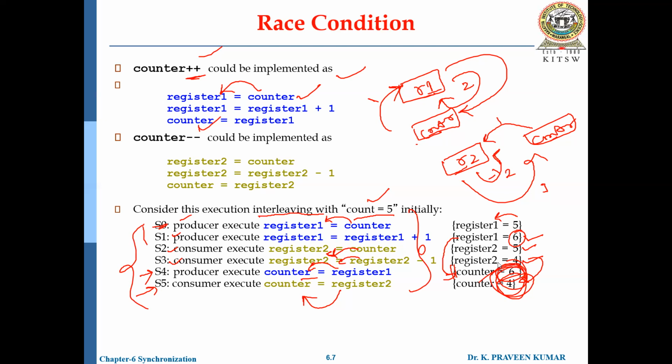So this will become the problem. That is the reason we are saying that race condition in the critical section can be avoided if the critical section is treated as an atomic instruction. Proper thread synchronization using locks or atomic variables can prevent the race condition. Right? So this is about race condition.